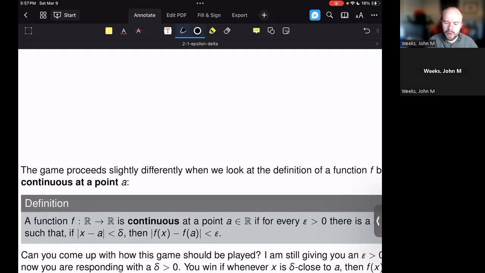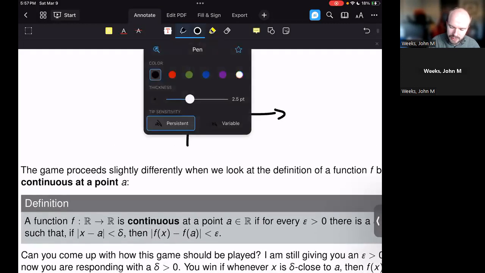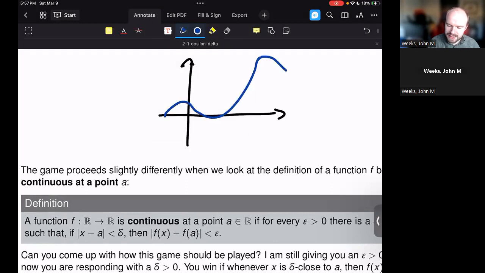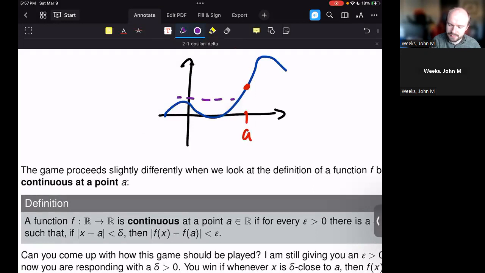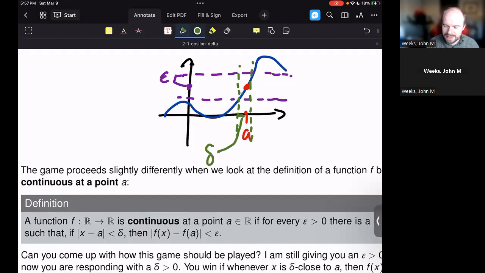Before getting through the game, I want to go ahead and draw a picture because I'm a big fan of pictures. So let me go ahead and do that. So maybe I'm trying to say that this function that I've drawn is continuous at a point a, like right over here. So what I am attempting to say is this: given an epsilon window, we're saying that this distance right here is epsilon, but there exists a delta window around this point, so this distance right here is a distance of delta, so that whenever I look at points inside of this window, if x is delta close to a, then the y values are also epsilon close.